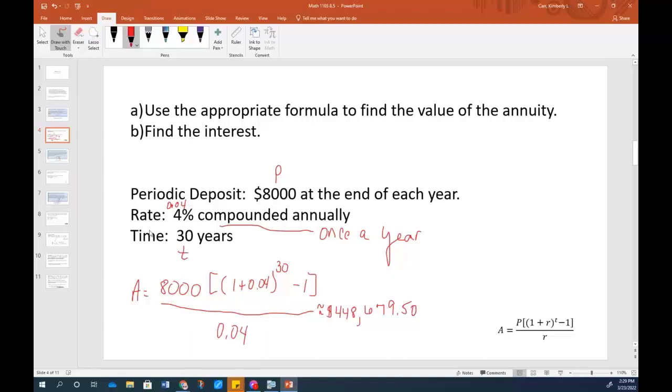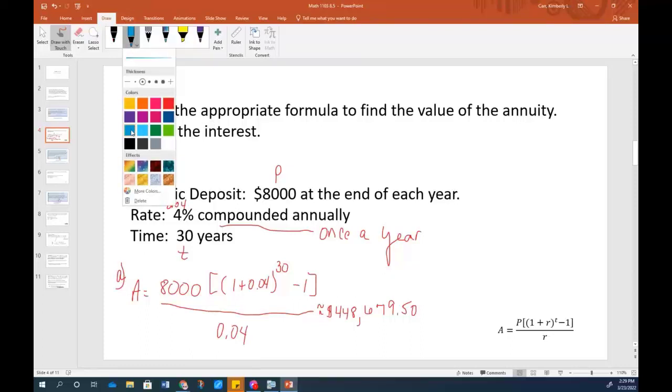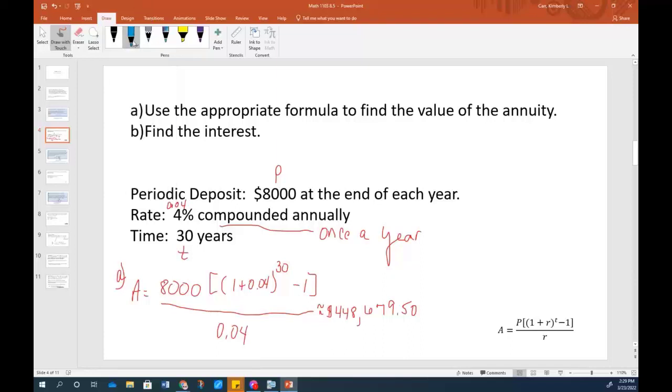$448,679.50. Now that's the answer to part A. But look at part B. Part B says find the interest. So what does that even refer to? Well, in other words, the amount that it's worth is certainly more because of the interest rate it's been drawing than was deposited.